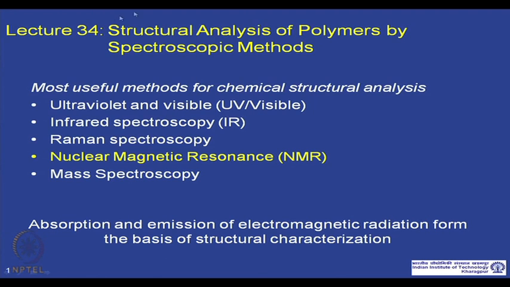So, in this chemical structure analysis, we will mainly discuss the spectroscopic techniques by which we will analyze the chemical structures, including the microstructures of polymer molecules. Out of the listed spectroscopic methods, we will mainly discuss the NMR techniques, and we will briefly mention UV visible and IR spectroscopy, and we have discussed mass spectroscopy in the last class.